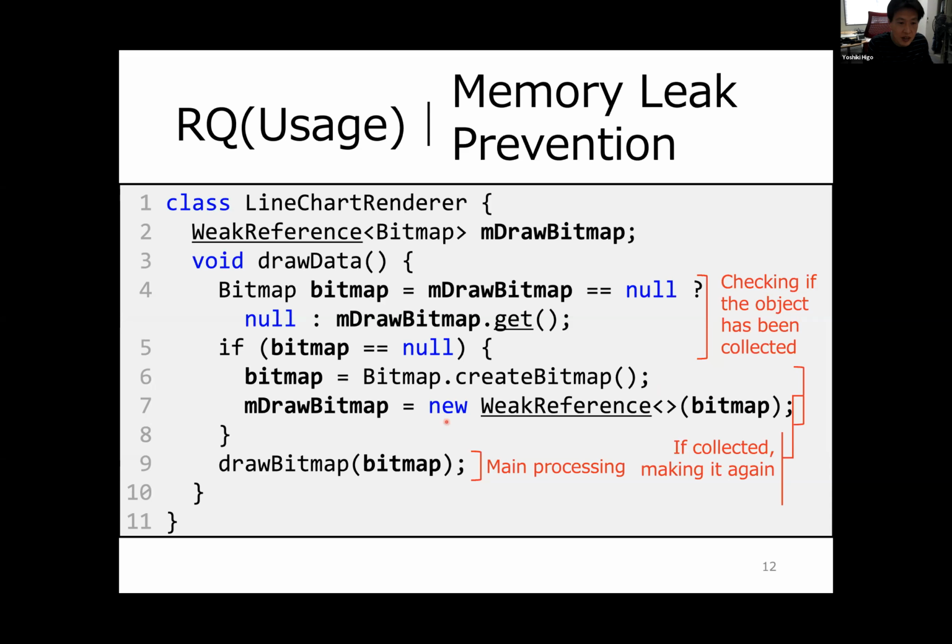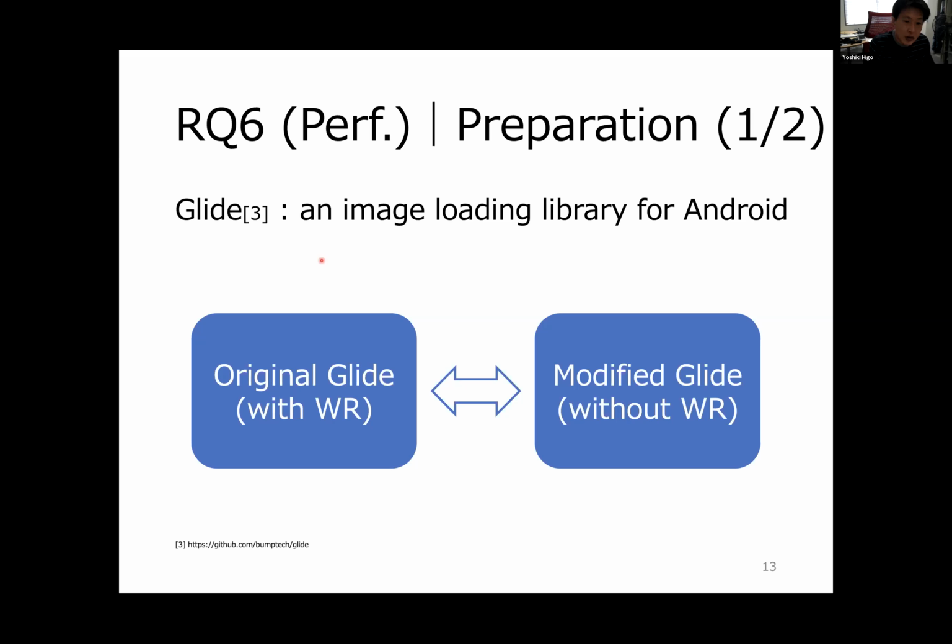Next, I talk about the performance. In this investigation, we used a software called Glide. This is an image loading library for Android. We used the original Glide with weak reference, and we also modified Glide not to use weak reference, and compared the performance of them.